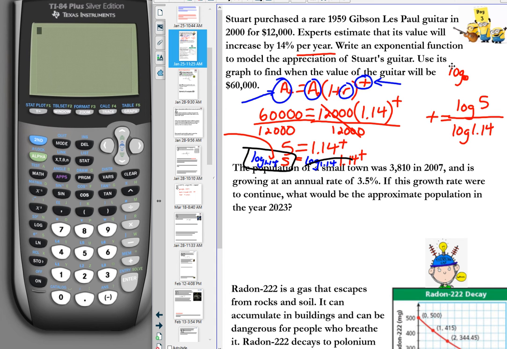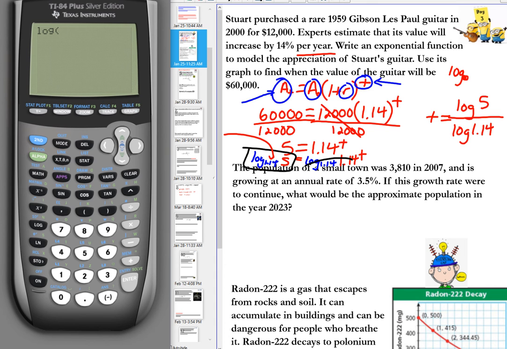All right. So how would you type that into the calculator? Well, if you have one of these, I would hit log. If your calculator auto generates an open parenthesis, when I hit log 5, I'm going to close it and divide it by log of 1.14. I'm getting 12.283. This doesn't really tell me where to round.